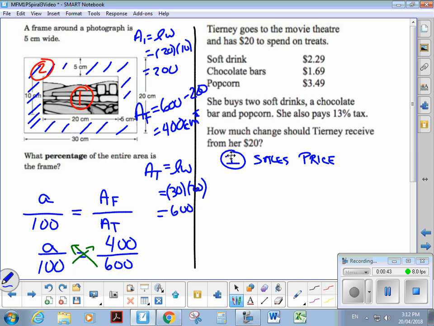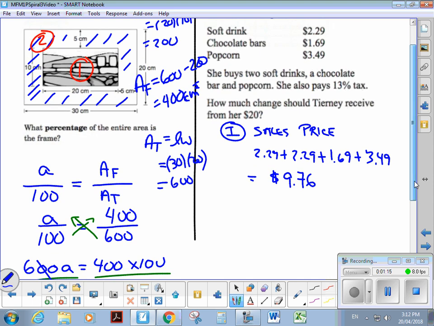So she bought 2 soft drinks, so that would be $2.29 plus $2.29. And then what did she buy? A chocolate bar and a popcorn, so one of each, 1.69 and 3.49. So that means how much did she spend? Well, let's just calculate that out quickly here. I got that she spent $9.76.